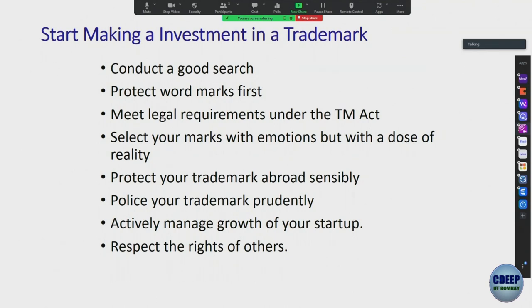Police your trademark with prudence. I told you, those guys issued me a notice. My 30 students are not going to affect them at all. But that is their policy. Today you get tools even to search on the internet. Similarly, founder names, etc., come up. And actively manage the growth of your startup. As you grow, not only your first name, maybe then product names, because you may have a number of products. You may have a product, you may have a service.